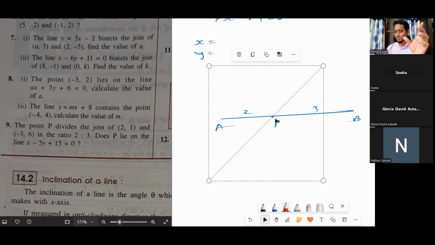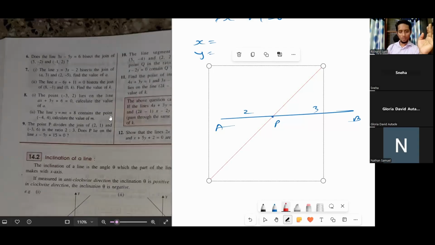Once you get the coordinates of P, substitute P's coordinates in this red line's equation. It should get satisfied. If it gets satisfied, that means the point P is on that line. Understand? What if the equation is not getting satisfied? What does it mean? The point P is not on that line. Is that clear, everyone?